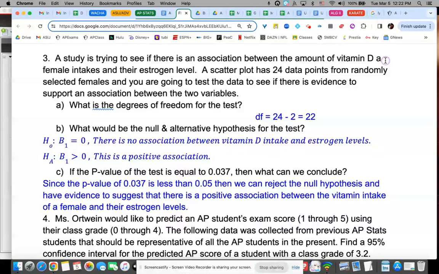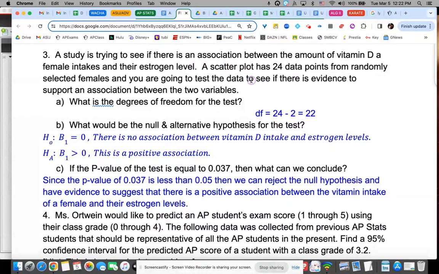Okay, so we're taking vitamin D in women, and we're checking the estrogen levels. I actually looked this up. There was an article that said something about women taking vitamin D, and that it would help them kind of establish their estrogen levels better. So anyway, that's something that's real.